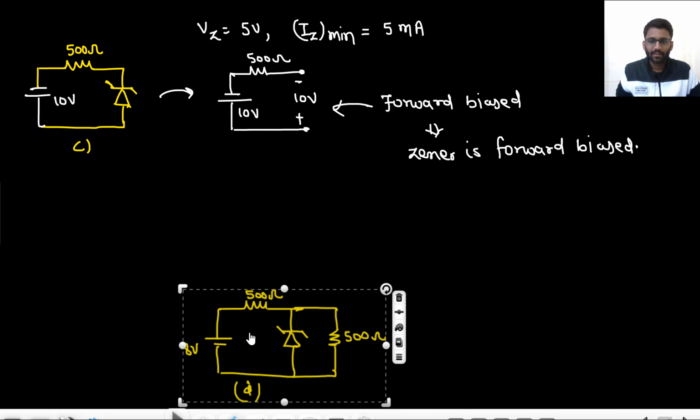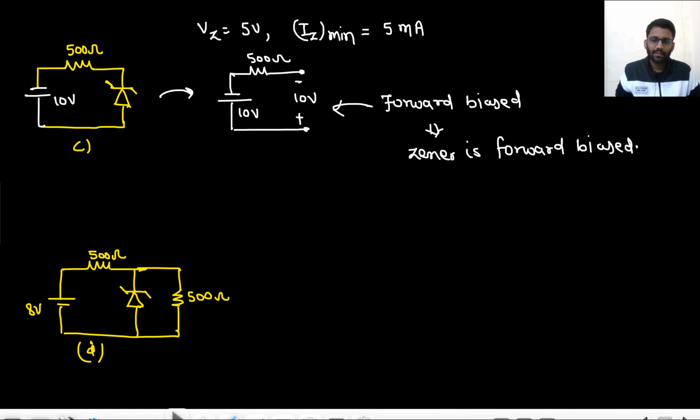Let's see the final example. In this case, what do you think? Vz is only 5 volt and Iz minimum is 5 milliampere. So if Vz is only 5 volt, 8 volt will be able to provide the voltage so that it goes into breakdown. It may seem like that, right? But once you apply the open circuit test, what will happen?